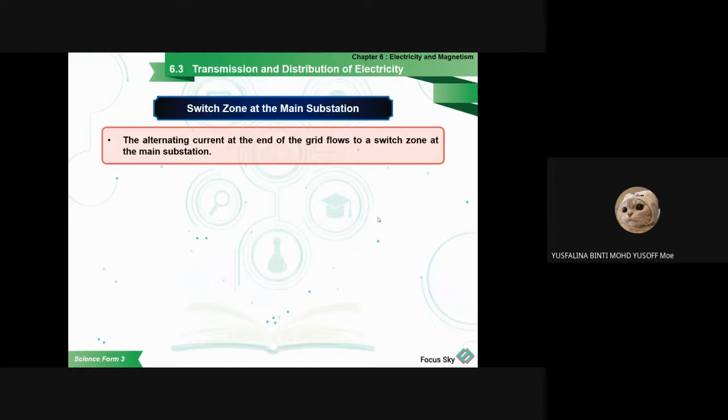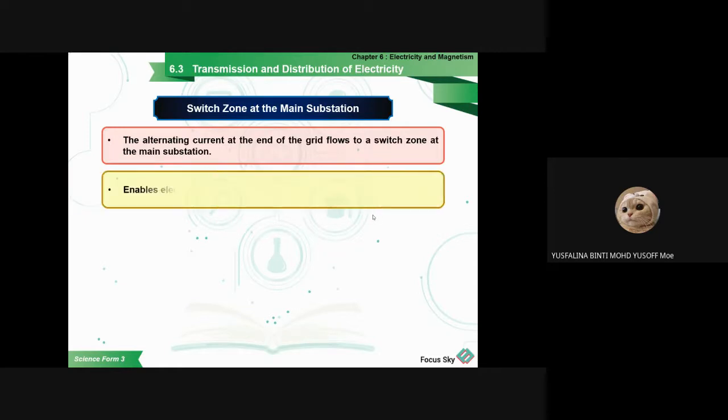Switch zone at the main substation. The alternating current at the end of the grid flows to the switch zone at the main substation. So all the currents that flow go to one main substation, where they have a control. There they can control how the current is distributed, which enables the electricity to be sent to the branch when needed.